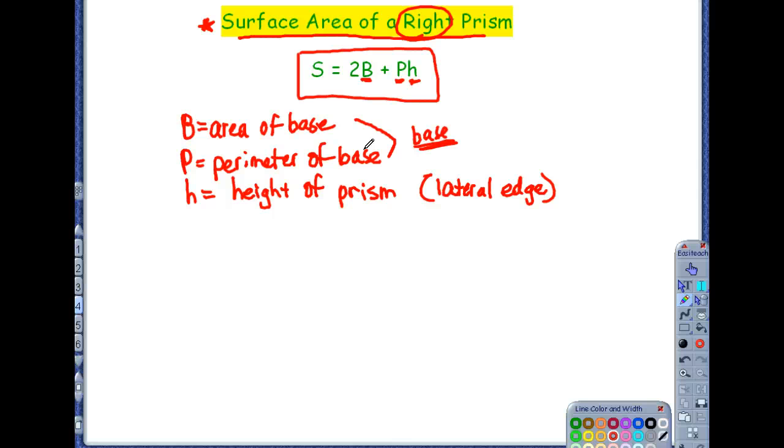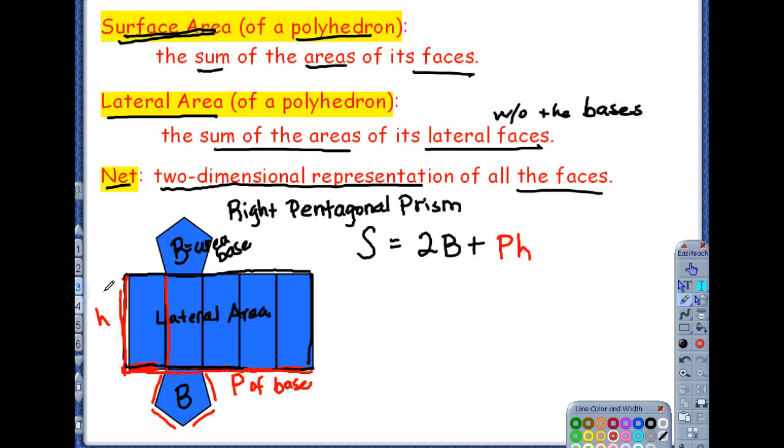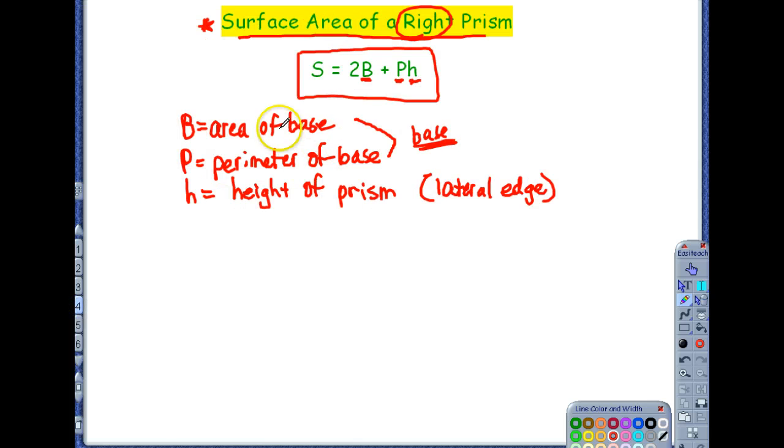And I will tell you guys, the majority of these problems are right prisms, so this is allowing us to do it a little bit quicker. Again, guys, you can break it down and flatten the prism out and look at each individual surface and add up all of those areas, and you'll still get the same outcome. This just allows you to do it a little bit more condensed.